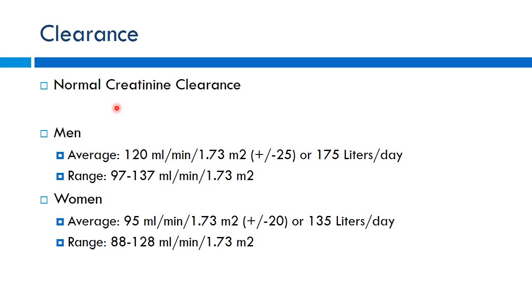Looking at normal creatinine clearance, usually for male patients, it should be around 120, ranging anywhere between, say, 97 and 137. Usually above 100 is going to be considered pretty good, with women being close to 100 or so, right? And that's just taking into account they have less muscle mass, producing less creatinine. In general, we have a little bit less renal clearance than a male patient would.